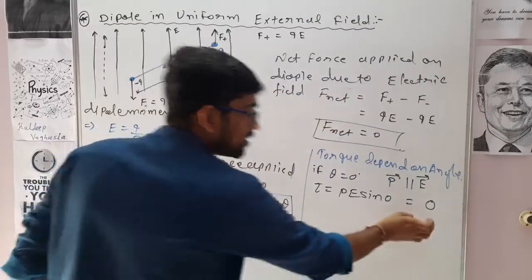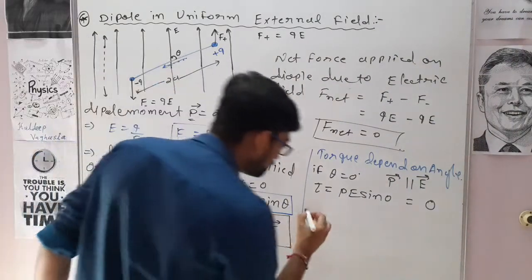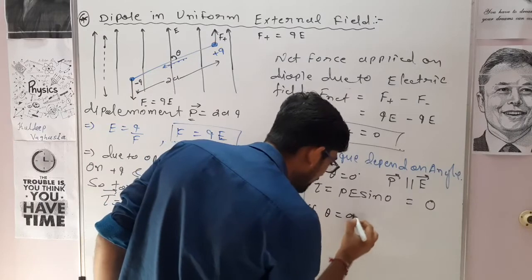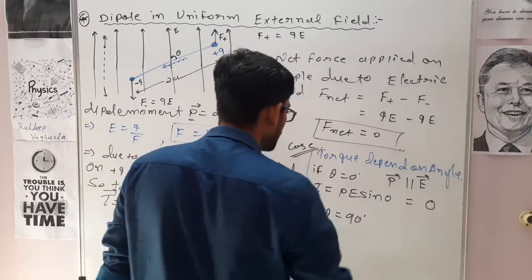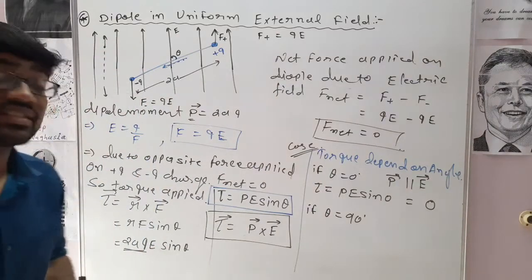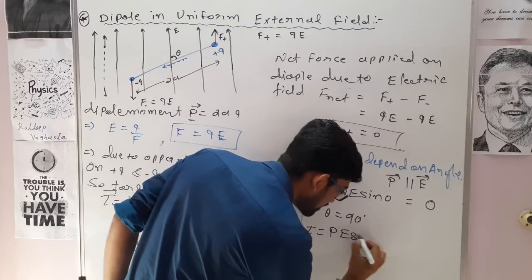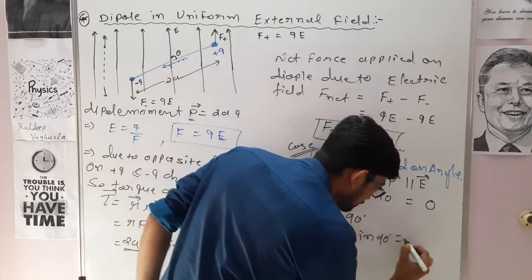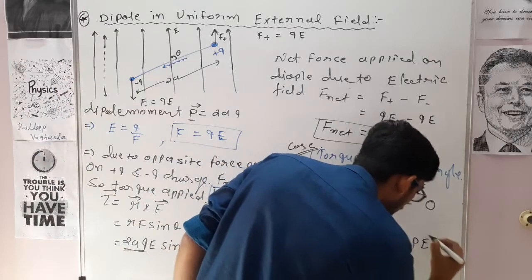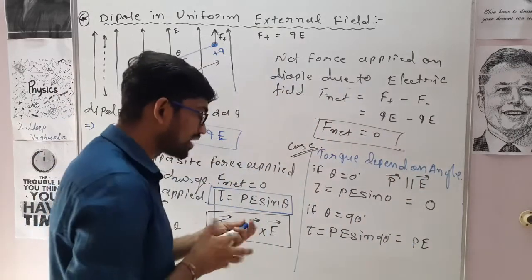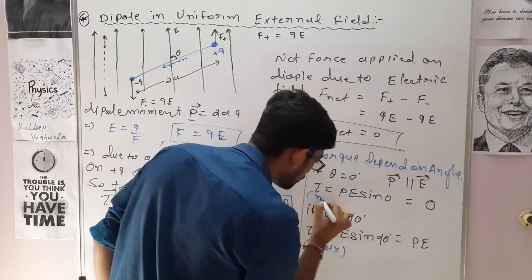Okay, so if theta is 0, then torque is also 0. If theta is 90 degrees, I am taking the cases. If theta is 90 degrees, it means what? Torque is equal to PE sin 90. What is sin 90? Sin 90 is 1. Then torque is maximum, PE. So this is the maximum torque and here is the minimum torque.